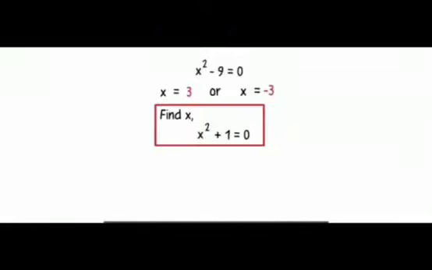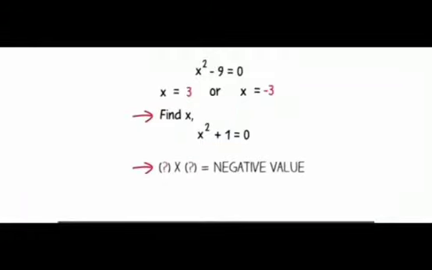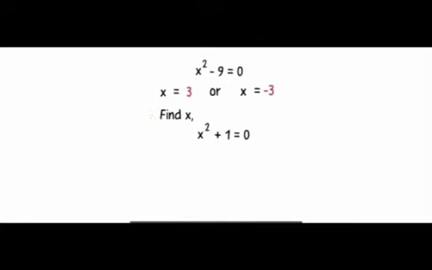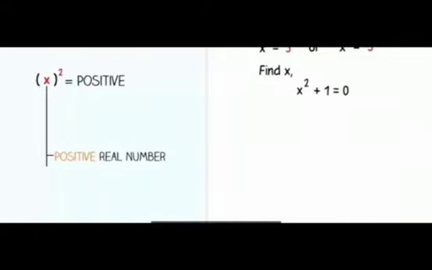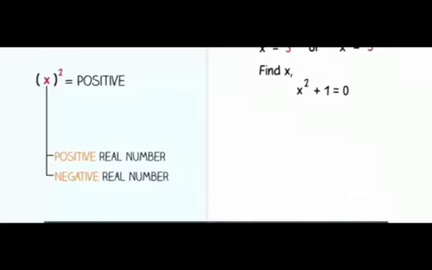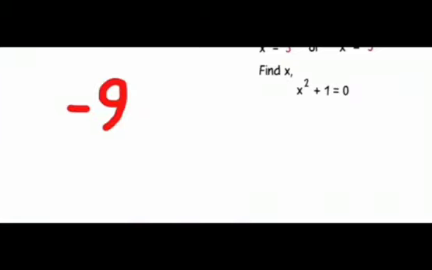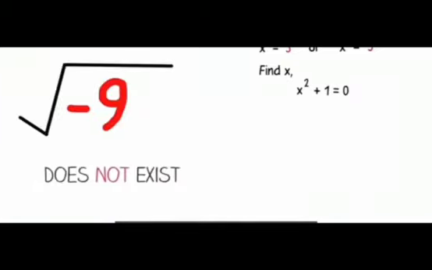Don't worry if you couldn't get the answer to these two questions. Let's understand the situation now. Whenever we considered the square of a number, say x, the result was always positive. Whether x is positive or negative, we always got a positive result. And we had learned that negative numbers did not have a square root. So if we had a number like minus 9, we said its square root did not exist.